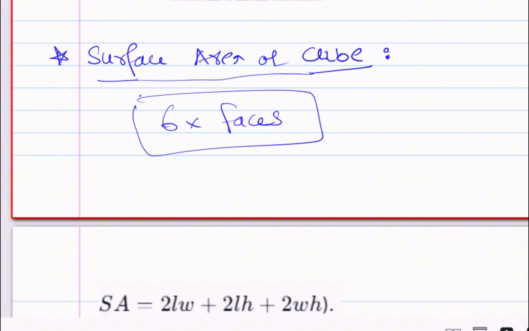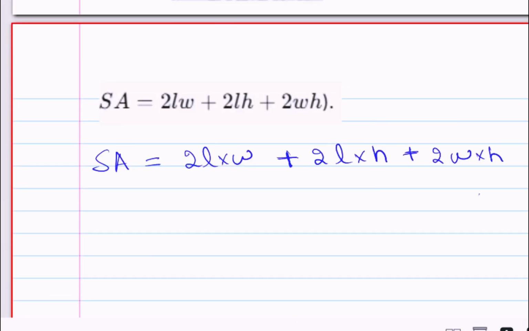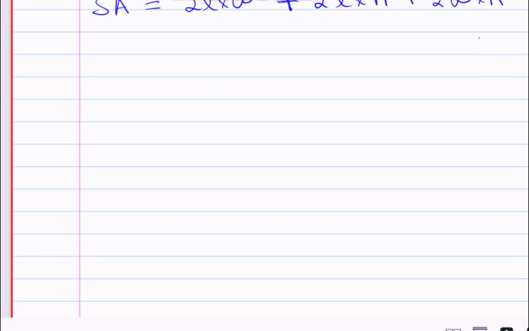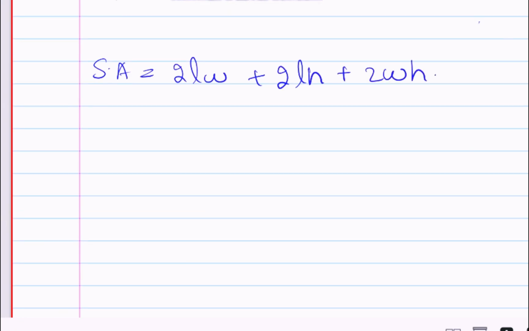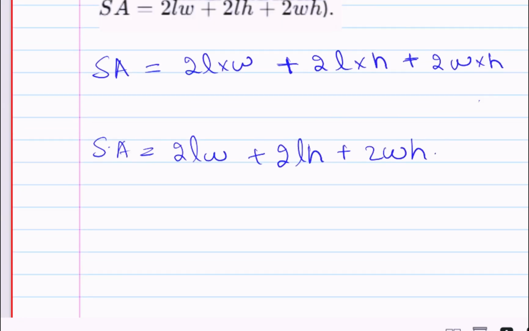Let me write again in clear form. Dear students, what is the meaning of 2? This is a very important thing to think about. SA is 2LW plus 2LH plus 2WH. Now, everything has a 2 with it. 2 is written everywhere. Why is 2 written everywhere?